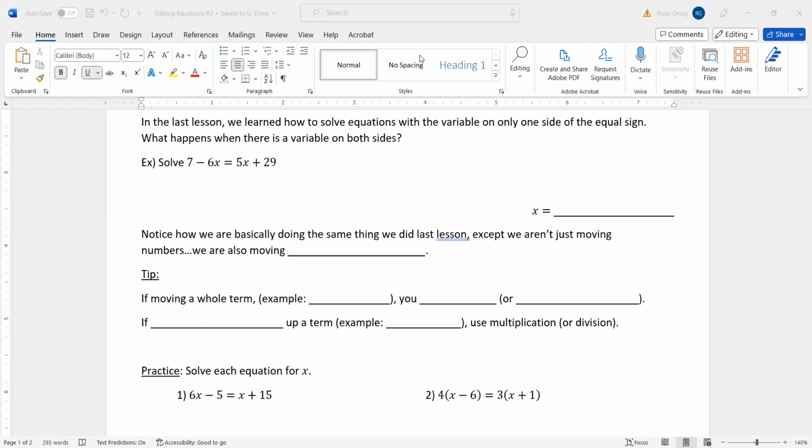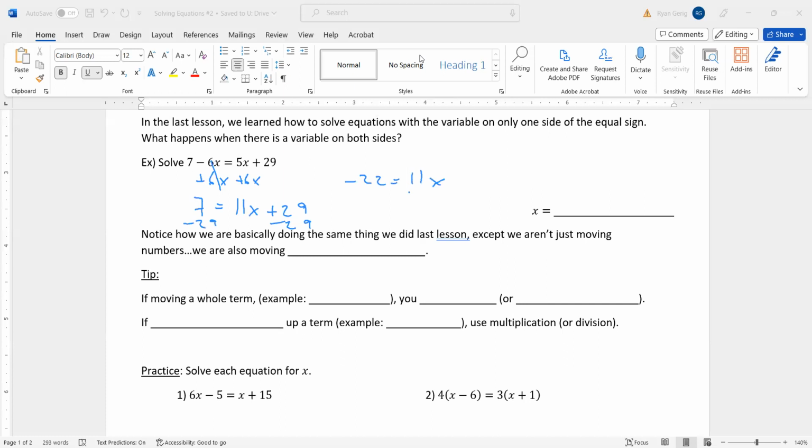Usually the very first thing we want to do, unless we've got some distributive property or combining like terms, but once we get two expressions completely simplified down, we want to get our x's together, or our variables together. So in this case, I'm going to move the 6x to the other side. So what I'm going to do is add 6x to both sides. And what that's going to leave me is 7 on the left. 5x plus 6x is 11x plus 29.